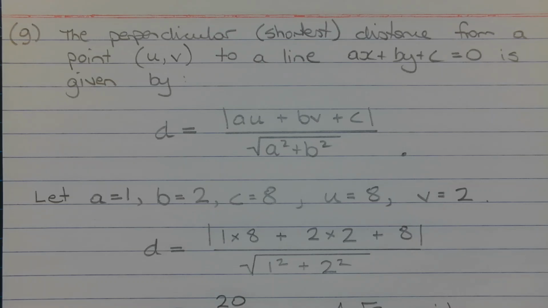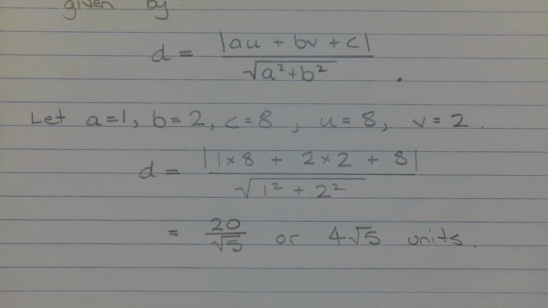Now recall the equation of line L is x plus 2y plus 8 equals 0, and point P has coordinates (8, 2). So in this case, a is equal to 1, b is equal to 2, c is equal to 8, u is equal to 8, and v is equal to 2. So distance d is equal to the absolute value of 1 times 8 plus 2 times 2 plus 8 over the square root of 1 squared plus 2 squared. Evaluating this expression, we get 20 over the square root of 5, since what's inside the absolute value is positive anyway. And if we rationalise the denominator, we get 4 root 5 units.